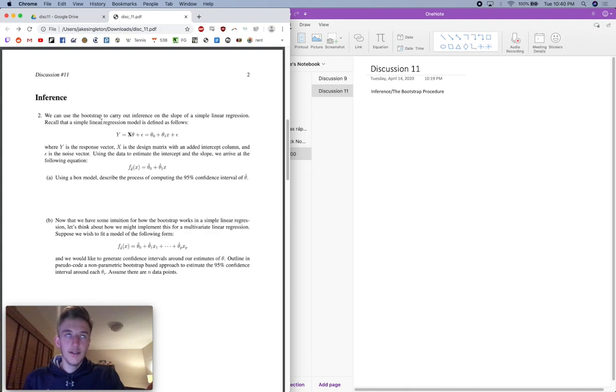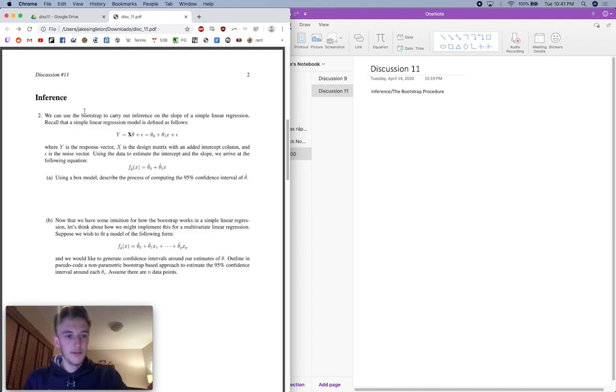Maybe you have seen the bootstrap before in Data 8 or some other statistics classes, but the bootstrap is a really popular and useful tool for giving us an idea of the sampling distribution. When I say sampling distribution of some estimate, all I mean is it can give us an idea of what we should expect an estimate to be. That idea will become more clear as we get into the problem.